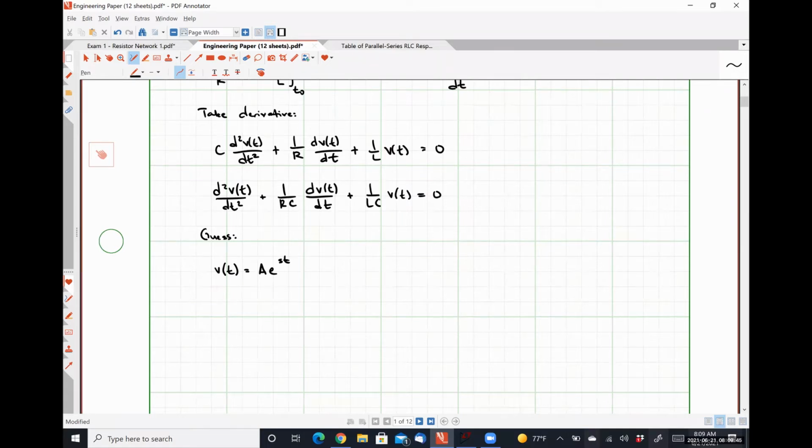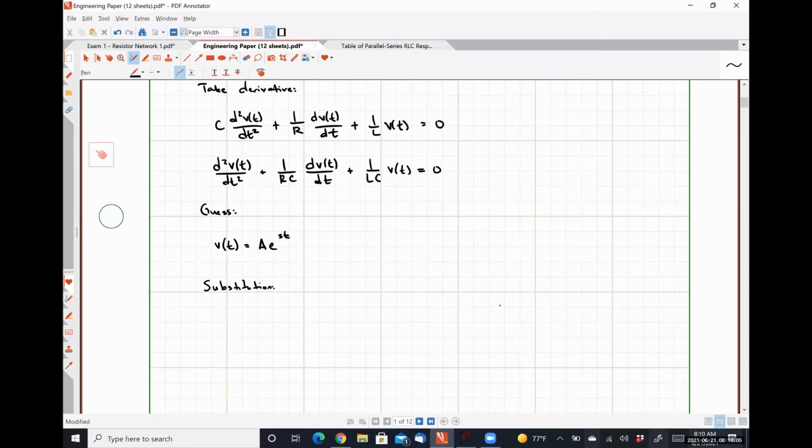So I have some coefficient that I'm going to need to figure out, and I have some natural frequency, which is what S is, that I'm also going to have to figure out. So if I substitute in my guess value, what I'm left with is the second derivative. So what's the second derivative of this guy?